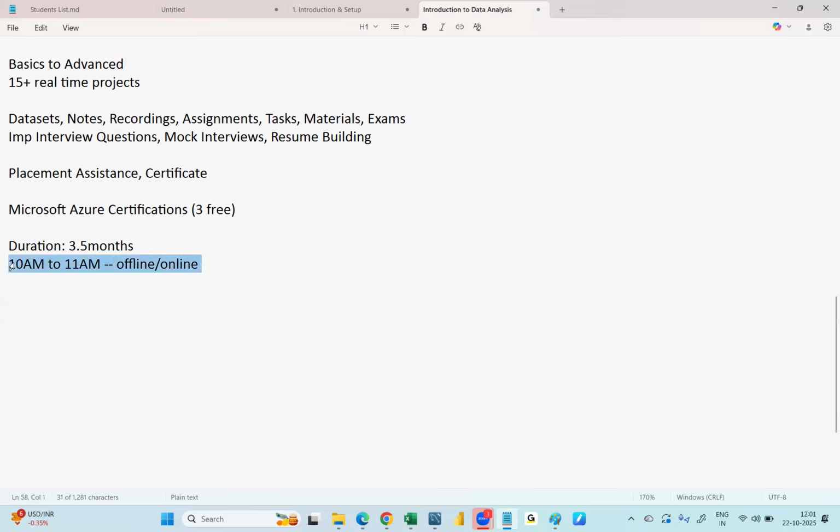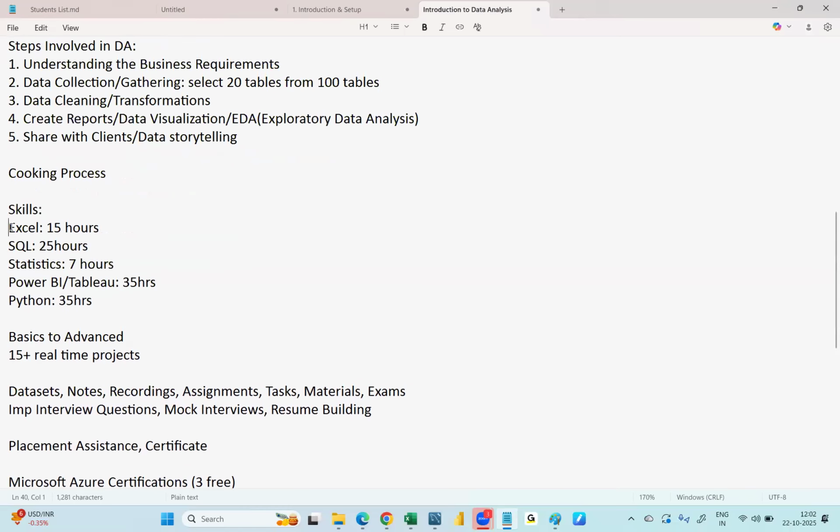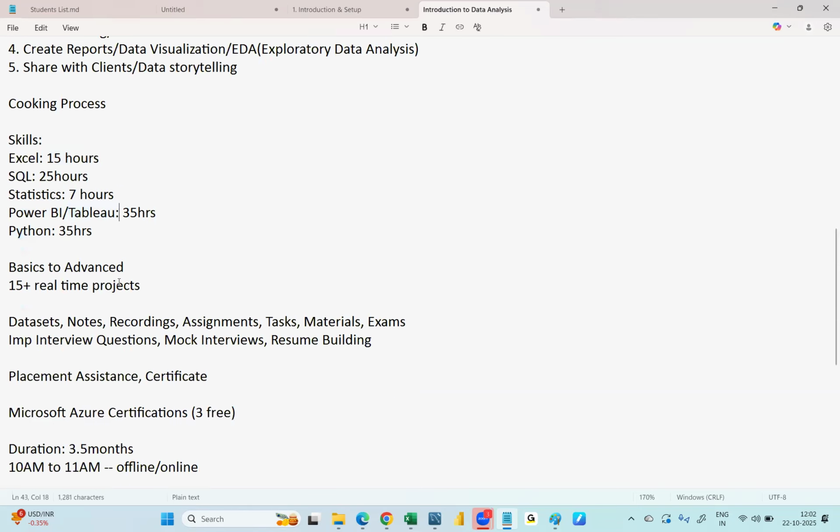We have the classes from morning 10 a.m. to 11 a.m. And this is a fresh batch where we are going to start with Excel. The same order will be followed. Excel first of all, then either statistics or SQL. After that, Power BI, and after that, Python. In between, Tableau also, we are going to provide you the recordings. In this way, the entire course is going to be covered for you.